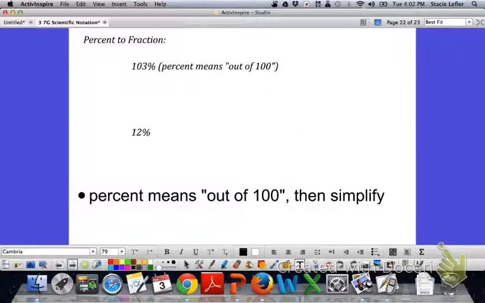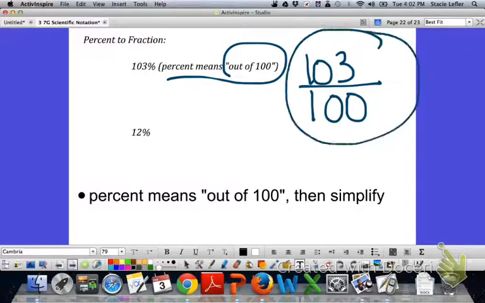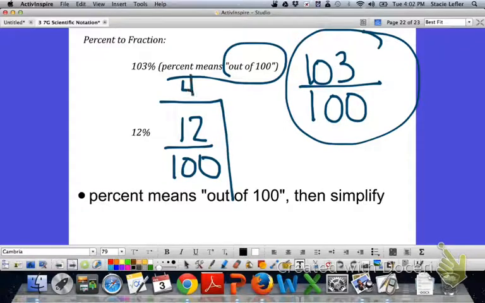What about percents to a fraction? Well, remember, percents mean out of 100, so there it is, 103. If it's got a percent symbol, just place the entire thing over 100. Check to see if it's simplified, and you're good to go. Now you try the 12%. Well, if it's a percent, then you place it over 100. And then we're going to simplify all of our fractions, so we divide by a common factor, and we get 3/25.